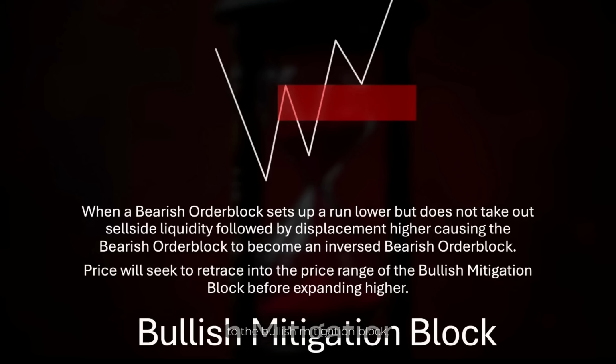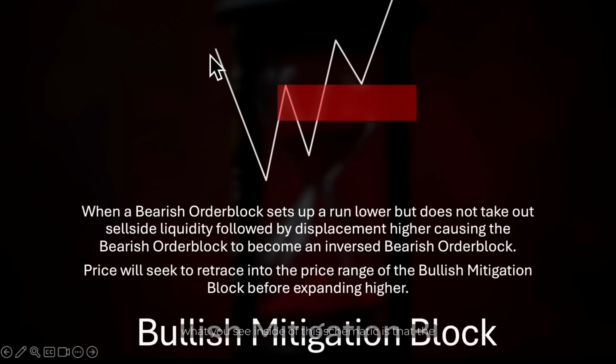When we then pay attention to the bullish mitigation block, what you can see is that the bullish mitigation block forms when a bearish order block sets up a run lower, but does not take out sell-side liquidity, followed by displacement higher, causing the bearish order block to become an inverse bearish order block. Price will seek to retrace into the price range of the bullish mitigation block before expanding higher.